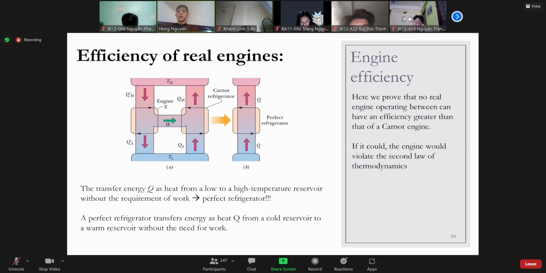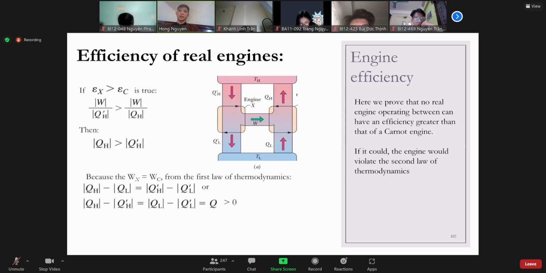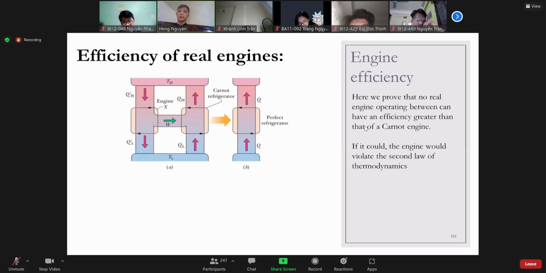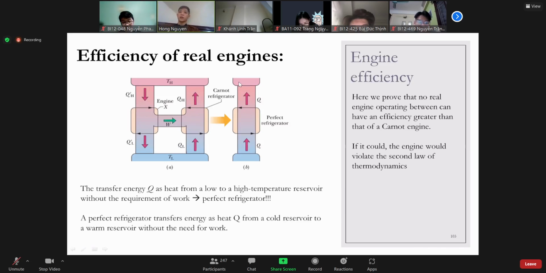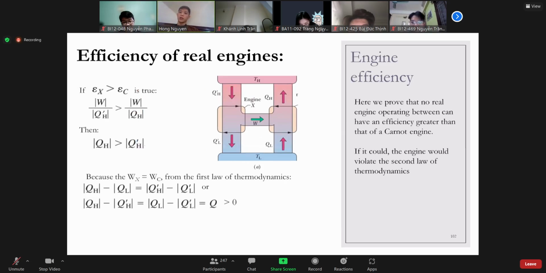We continue. Then we will have this amount Q here, and it should be bigger than 0. This is actually the heat that is removed from the cold reservoir and transferred to the hot reservoir, and it requires no work at all. I'm sorry, it requires no heat. I mean, no work. Okay, we have this amount of heat.